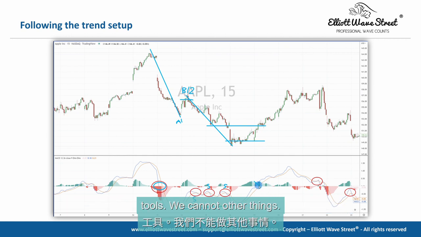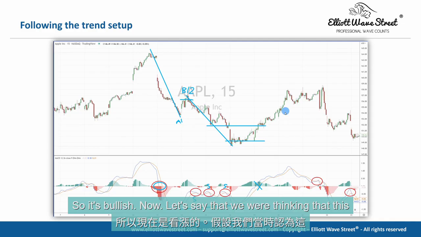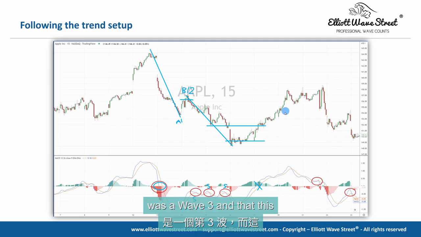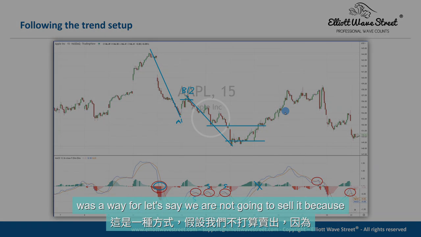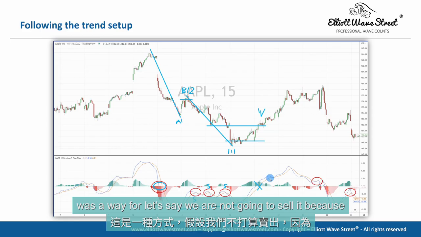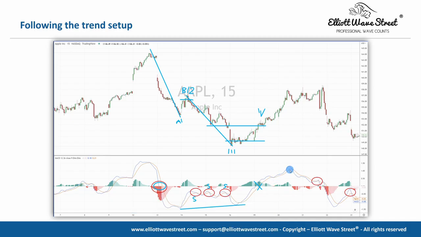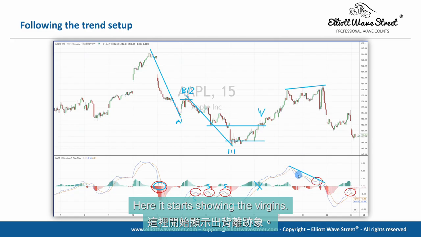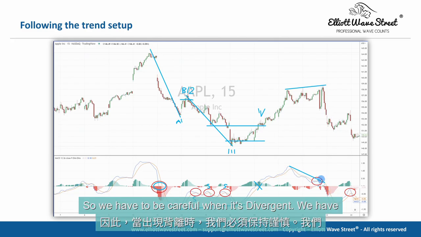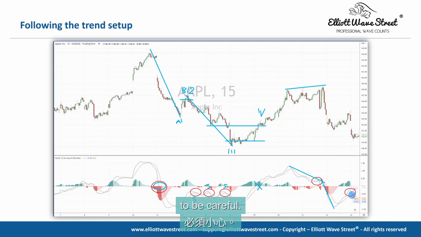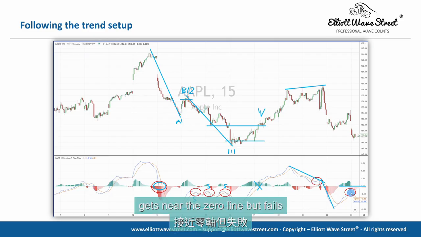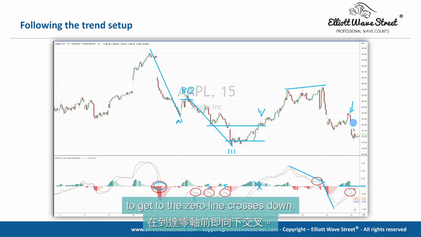So look, we have here the MACD crossing up, so it's bullish now. Let's say that we were thinking that this was a wave 3 and that this was a wave 4, let's say. We are not going to sell it, because the MACD never crosses down. So it's absolutely bullish, bullish, bullish. Here, it starts showing divergence. So we have to be careful. When it's divergent, we have to be careful. It crosses down strongly, moves up, gets near the 0 line, but fails to get to the 0 line, crosses down, and that's another sell signal.